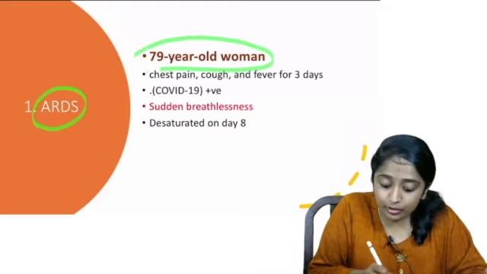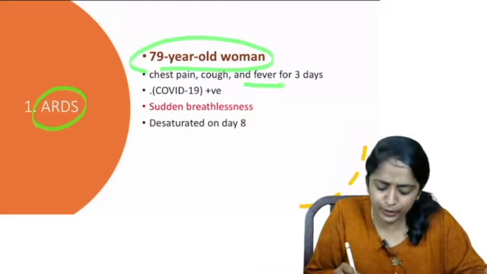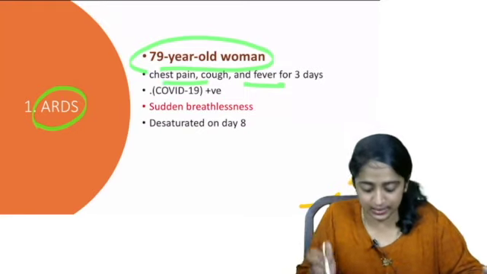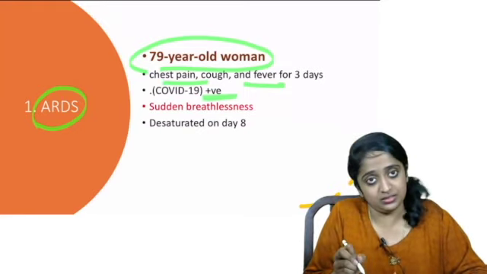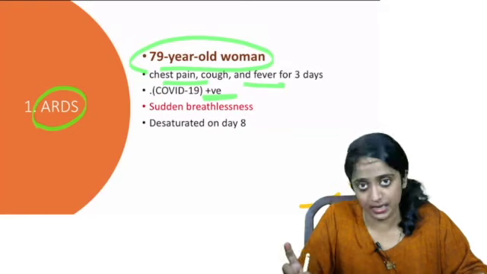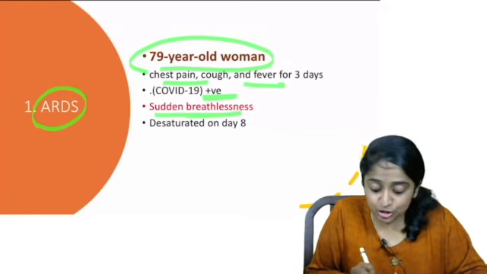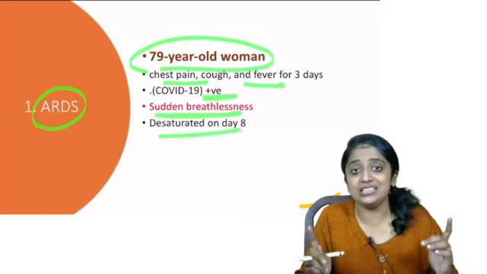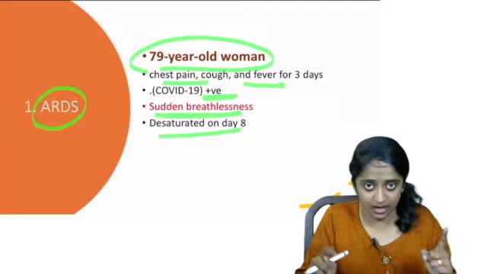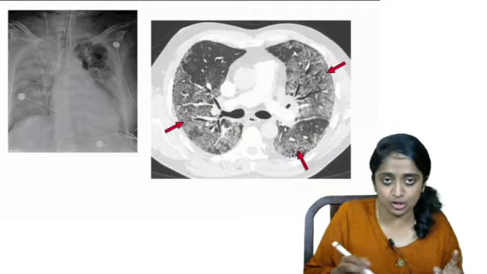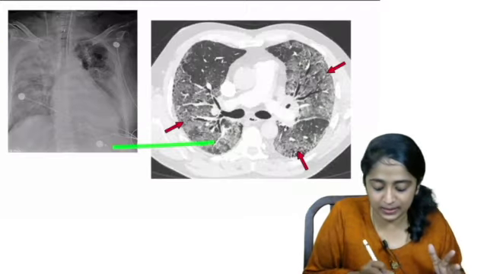A 79-year-old female complaining of fever, cough, and chest pain for 3 days. COVID positive status. It is a COVID positive case. Say suddenly she developed breathlessness and she began to desaturate by day 8. So they went for an imaging. First an X-ray followed by CT.